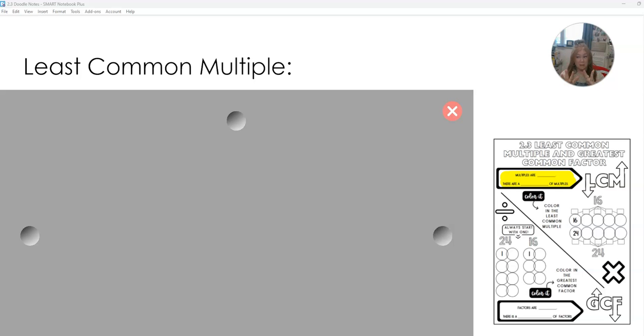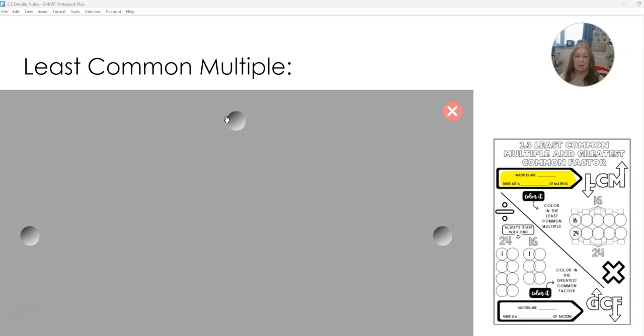All right, buckle up, guys. We're going to learn about least common multiple and greatest common factor. The math is not hard, but for some reason, our brains like to trick us and do them backwards and the opposite of what they really are. So we've really got to focus on understanding what the words mean and what we're going to do.